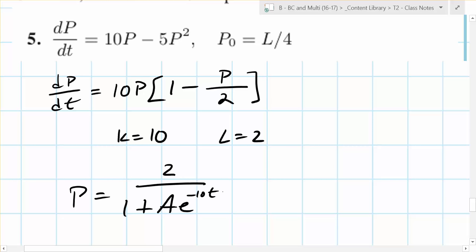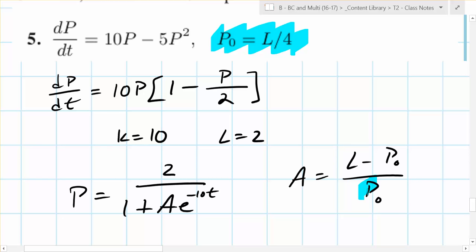Negative 10t. We're not quite done yet though, right? You guys have been finishing it up as A equals L minus P naught over P naught. Are you given something? So can you do something with that now? Finish it up for me, everybody.